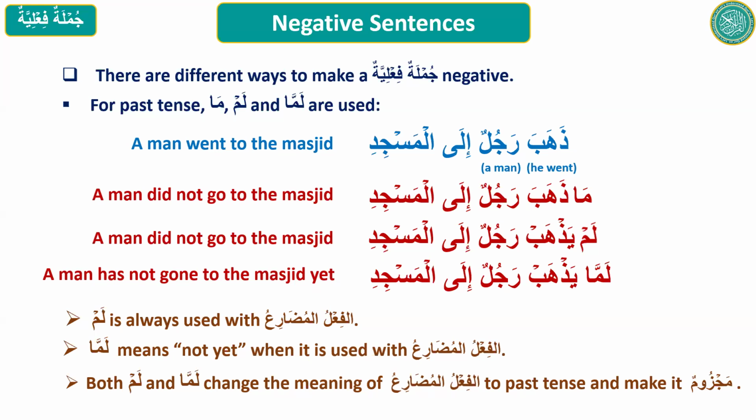When you use ma, there is no change to the past verb. But when you use lam or lamma, then the past tense has to be changed to mudari. And not only that, you have to make it majzoom. How do you make it majzoom? You replace the haraka. In this case, it was a fatha, which you change to a jazm. Lam is always used with al-fi'l al-mudari. When lamma is used with al-fi'l al-mudari, its meaning is not yet. In other cases, it will have a different meaning. And both lam and lamma change the meaning of the fi'l al-mudari to the past tense.